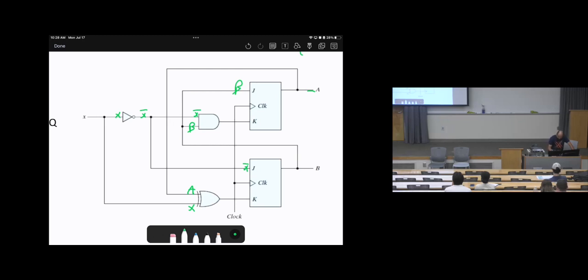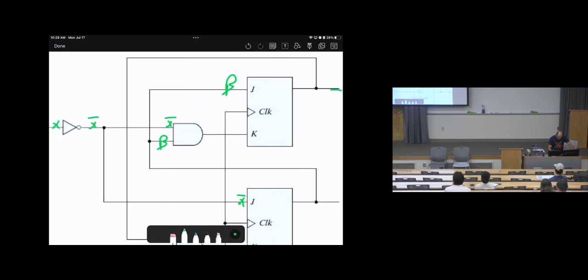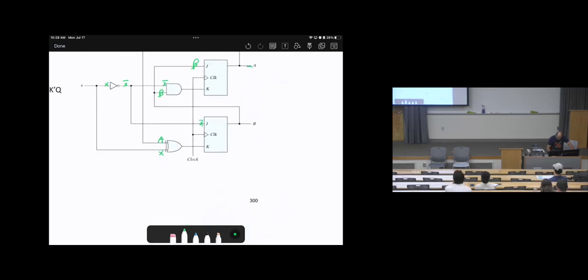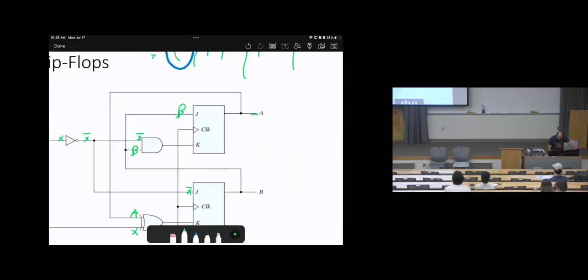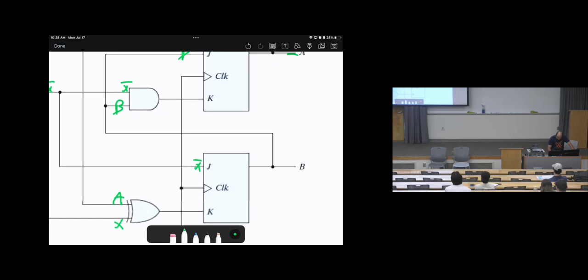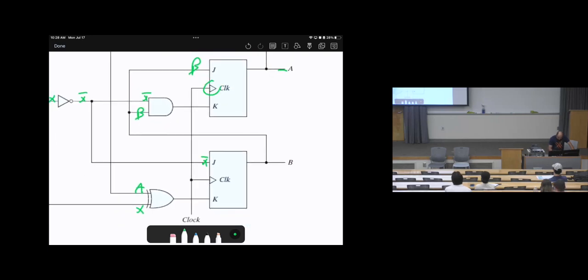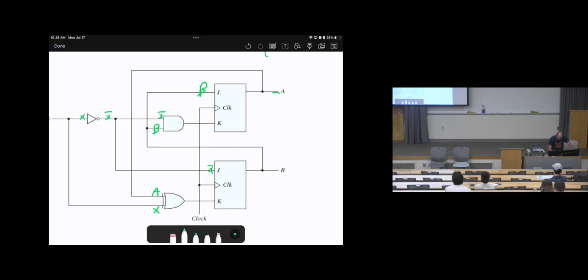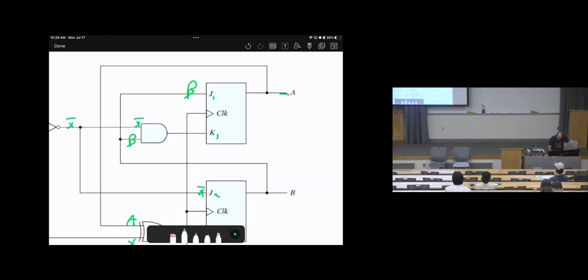Now, we need to see what the values of J, K are for each one. Are there any outputs? Here we don't have outputs, so that's it. This is a JK flip-flop, because we see a clock and J, K, and they are all rising edge. So look at J1, K1, J2, K2. J1, basically, equals B, right?